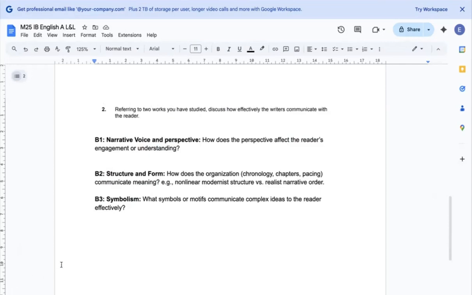Last can be about symbolism. So in here, you analyze what symbols or motifs communicate complex ideas to the readers effectively.